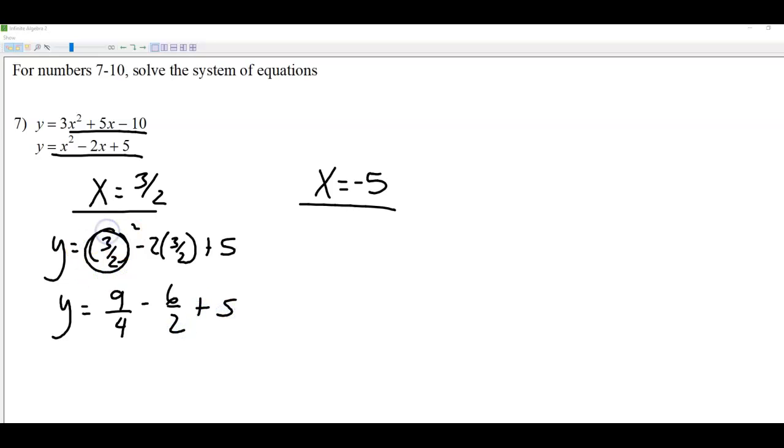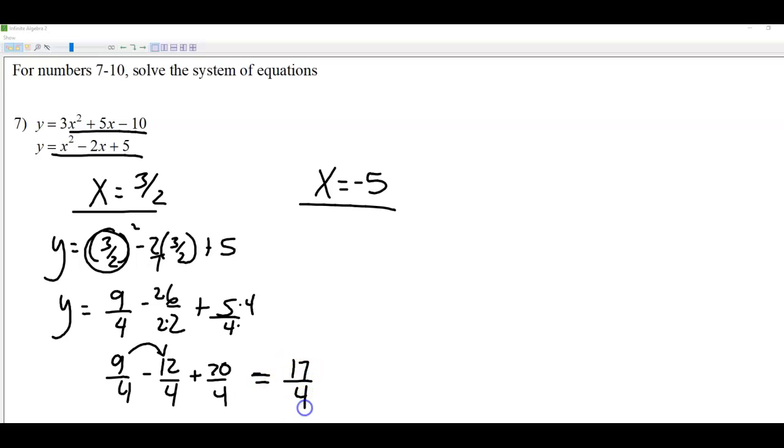So when you square this, you get 9/4. When you multiply 3/2 by 2/1, you get 6/2. And I don't care if you guys want to use a calculator or whatever, or just get a common denominator here. It's up to you. I'm going to go with common denominator approach. So I'm going to make sure they all have a denominator of 4. Nine take away 12 is -3, plus 20 is 17, so 17/4.